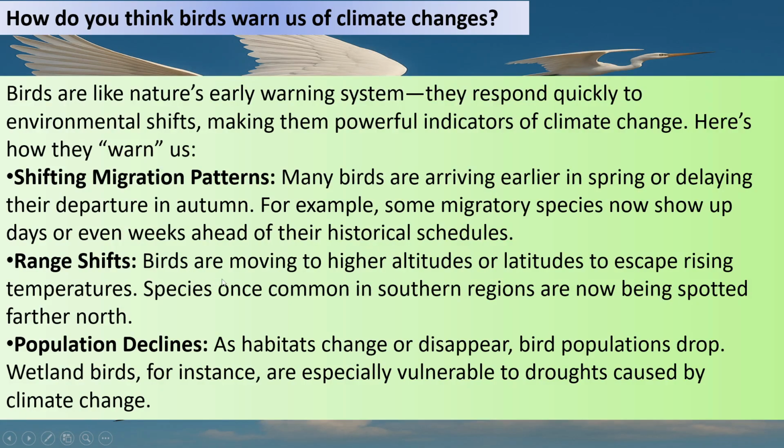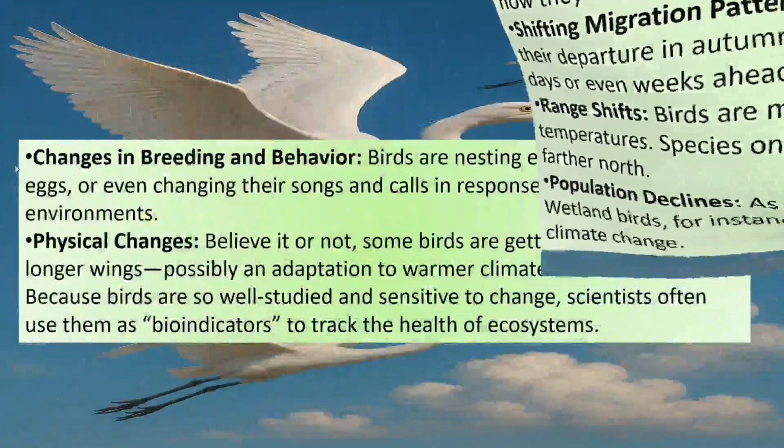Range shifts. Birds are moving to higher altitudes or latitudes to escape rising temperatures. Species once common in southern regions are now being spotted farther north. Population declines. As habitats change or disappear, birds' populations drop. Wetland birds, for instance, are especially vulnerable to droughts caused by climate change.